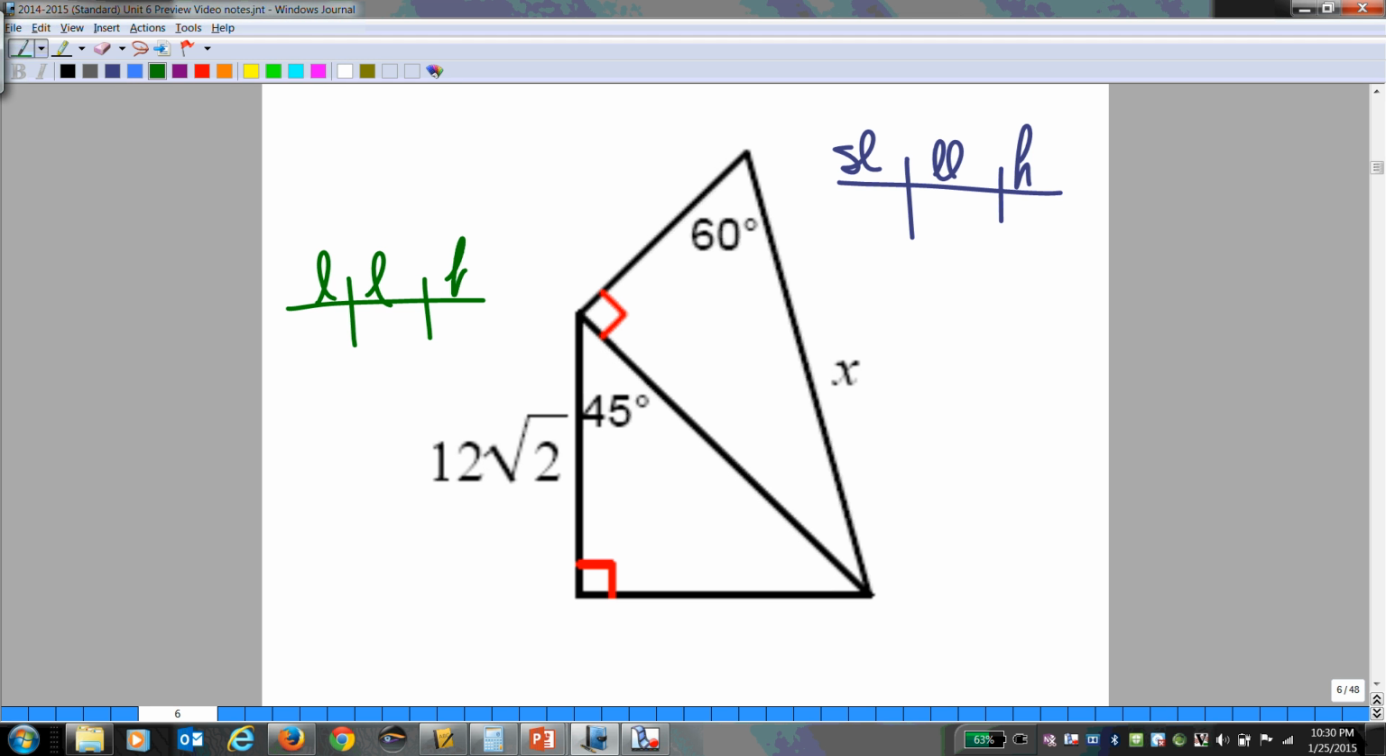Leg, leg, hypo. And the table for 45, 45, 90 is leg, leg, leg root 2. 30, 60, 90 is short leg, short leg root 3, short leg times 2. Make sure you copy those down. I'd like you to pause and attempt to find these side lengths on your own, then restart the video and check.